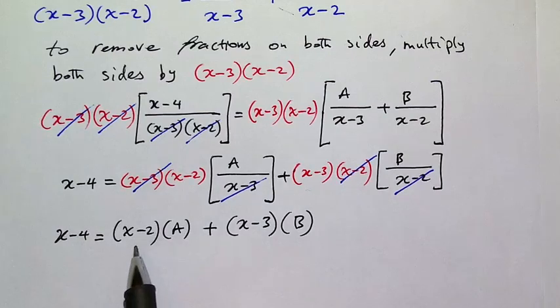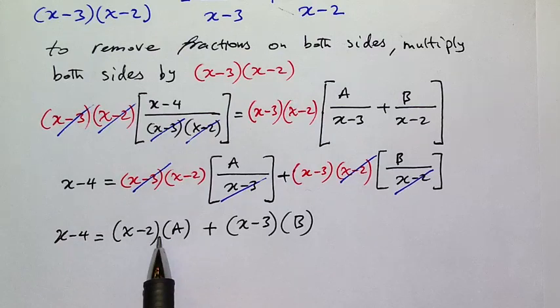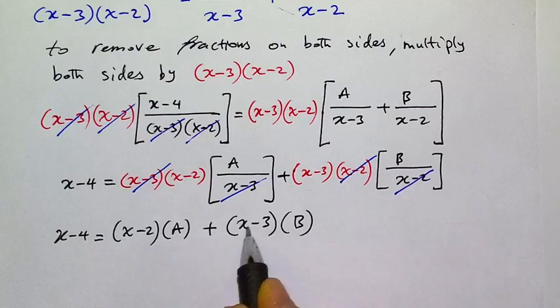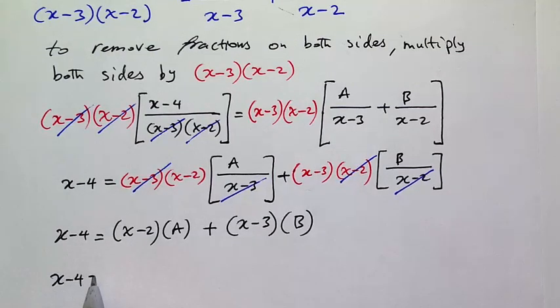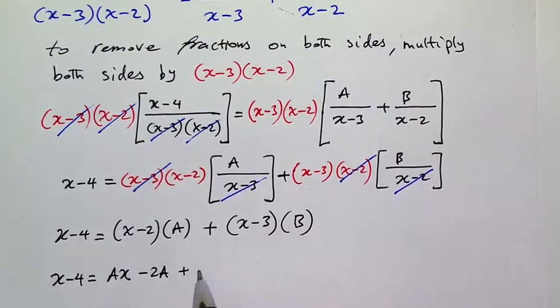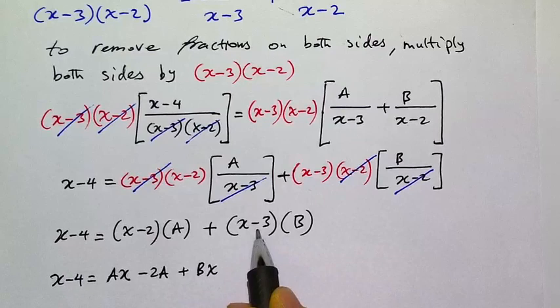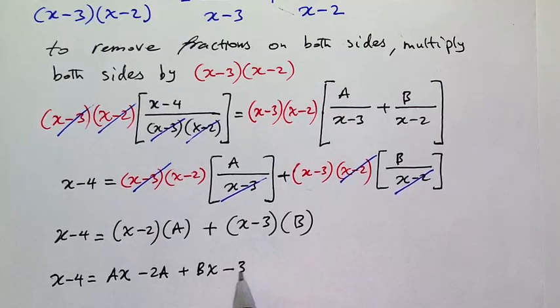So now, on the right side, of course, we need to distribute these, right? Because look, we have x terms and we have constants. We need to separate these. So we need to distribute a into this and b into this. Let's do that. A times x is ax. A times minus 2 is minus 2a. And then plus b times x is bx. B times minus 3 is minus 3b, right?